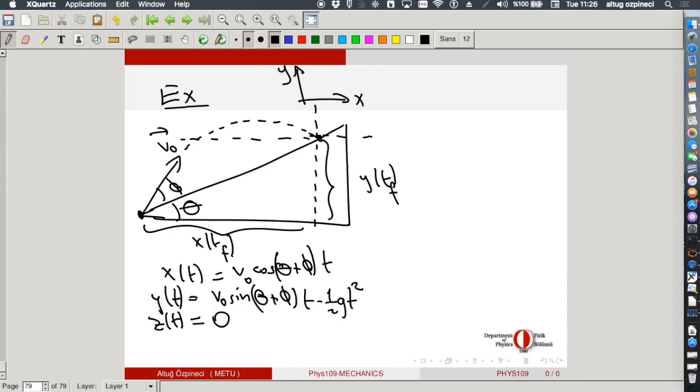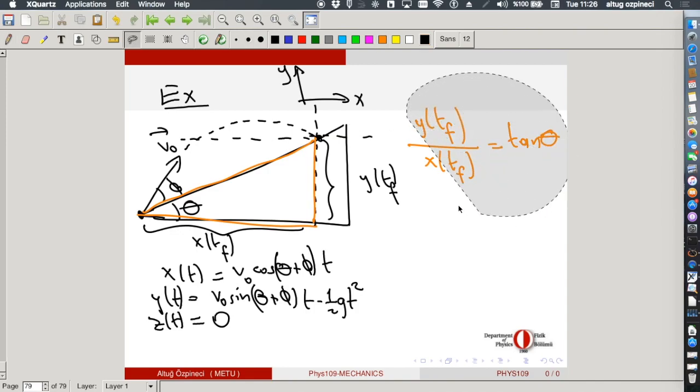And here we have this nice right triangle. Y of t of flight divided by x of t of flight should be equal to tangent theta. If you have any point on this plane, on this line, its y coordinate divided by its x coordinate should be equal to tangent of theta. This is just a mathematical expression for a point being on the inclined plane.